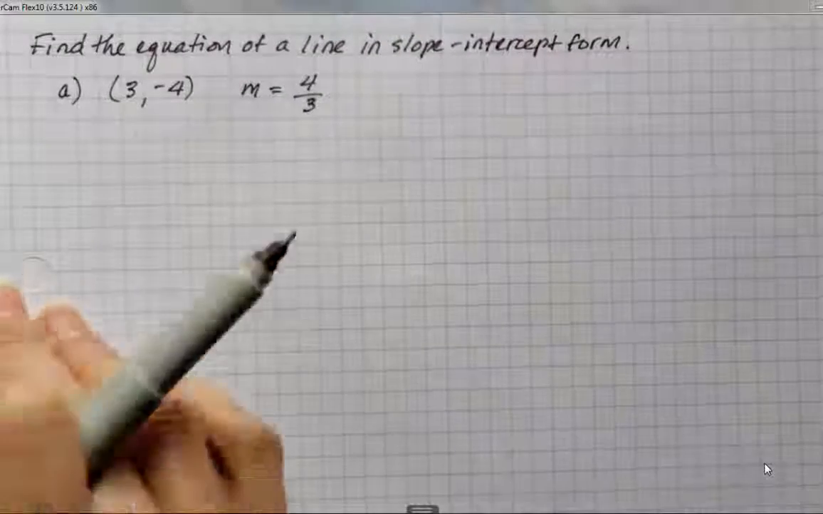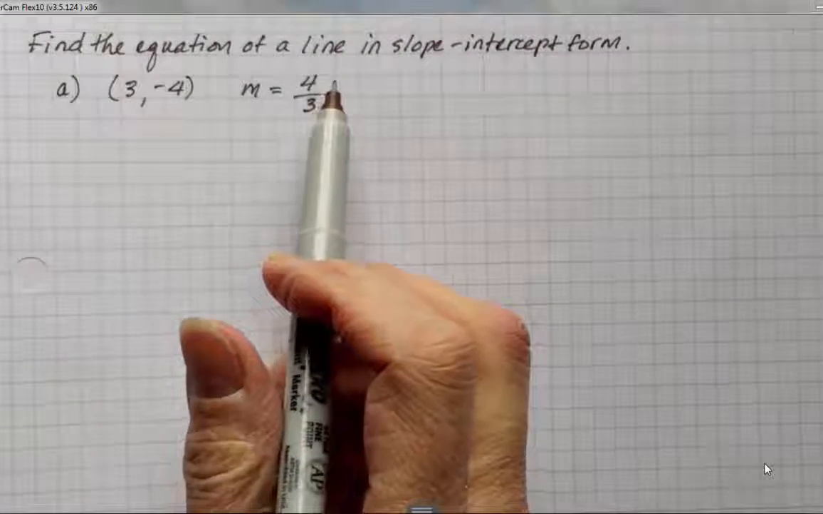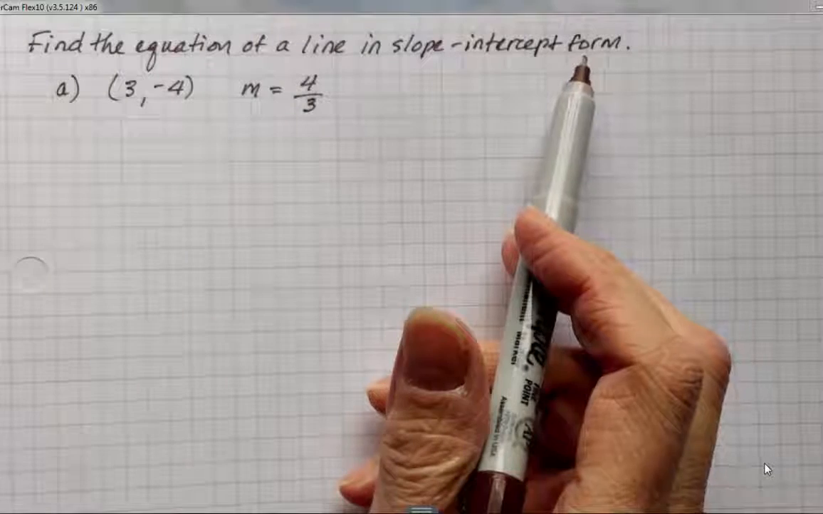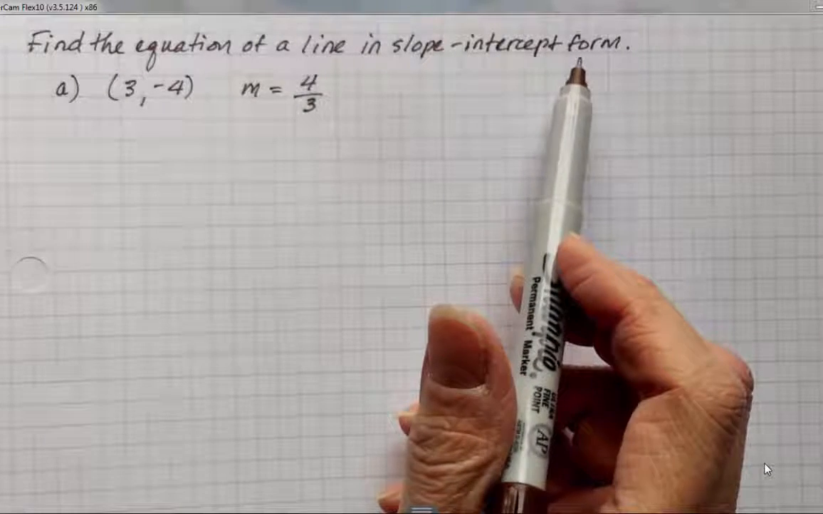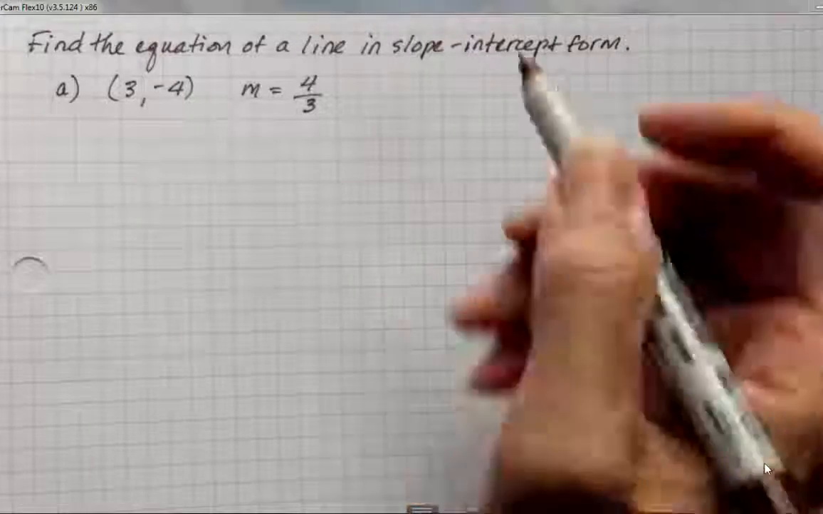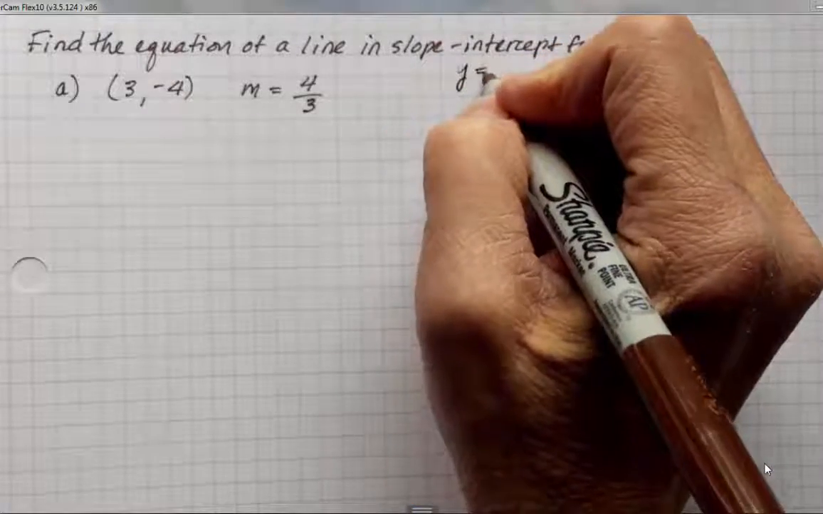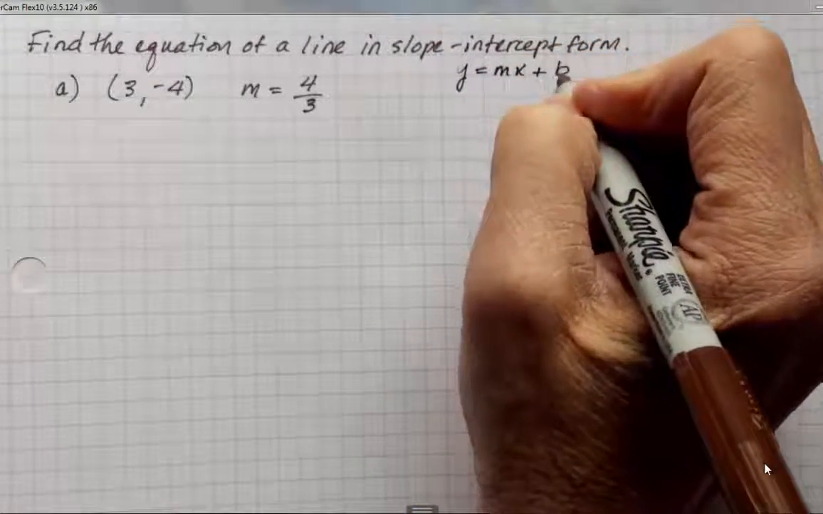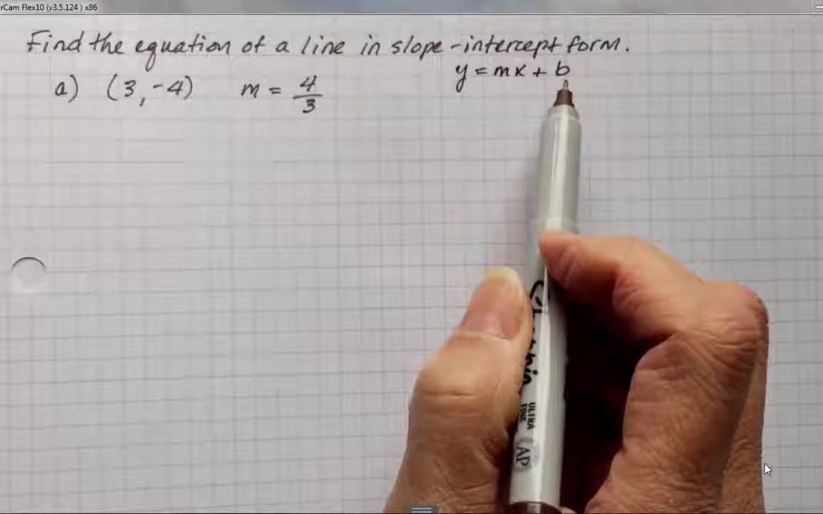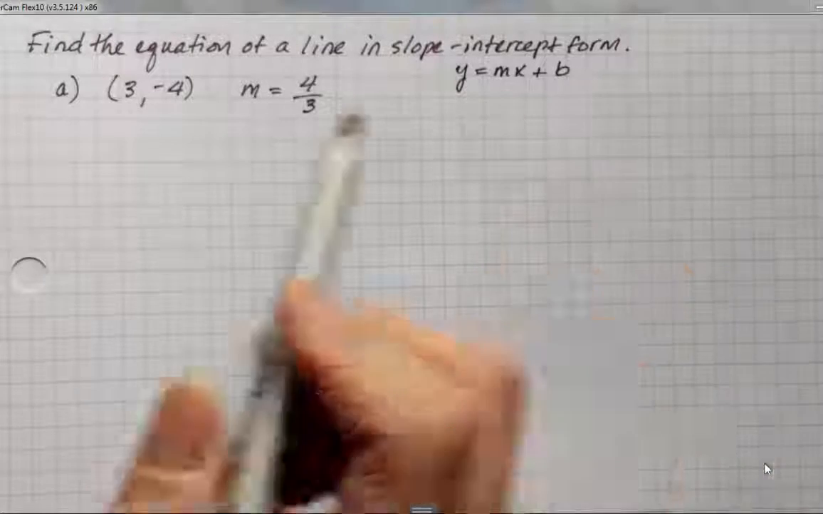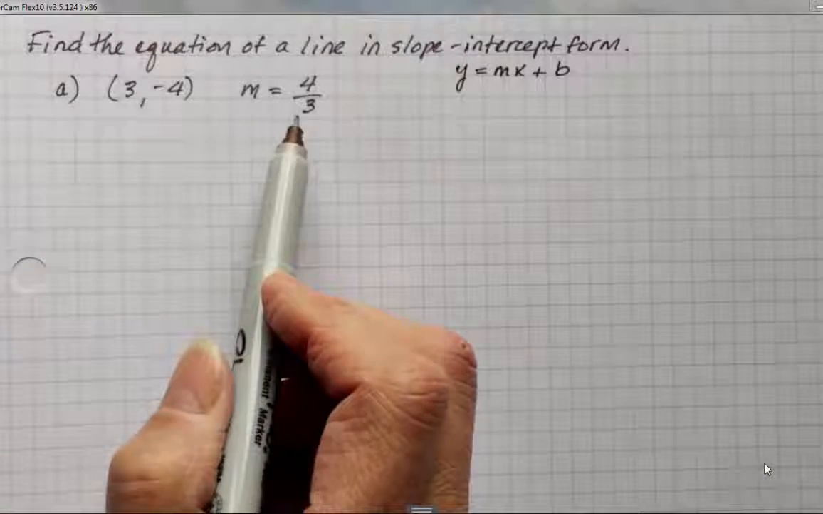So here we have a problem where we're asked to find the equation of a line in slope-intercept form. So that means that we want to find the answer in slope-intercept form. Remember that your slope-intercept form is y equals mx plus b. So that's how we want our answer to be, but that may not be the way that we find our answer. So we're given a point and we're given a slope.